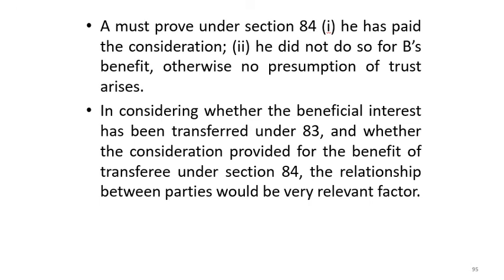A must prove under section 84, the first thing, as I explained earlier, that he has paid the consideration, and he did not do so for B's benefit. Otherwise, no presumption of trust arises. Once proved that he has paid, and he has paid not for the benefit of B, then there is a presumption of trust. Otherwise, no presumption of trust arises.